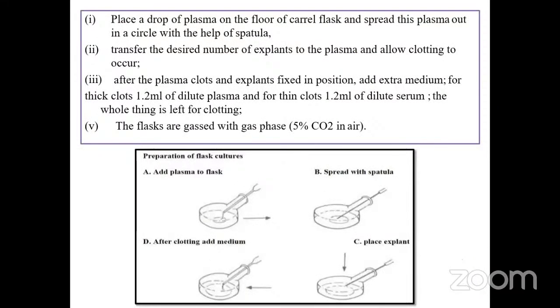Here, first, place a drop of plasma on the Carrel flask, and we have to spread it in a circle, and then transfer the explant and allow it to clot. And after the plasma clots, the explants are fixed in position and the extra medium is added. And these are incubated at 37 degrees centigrade with 5% carbon dioxide in the air.